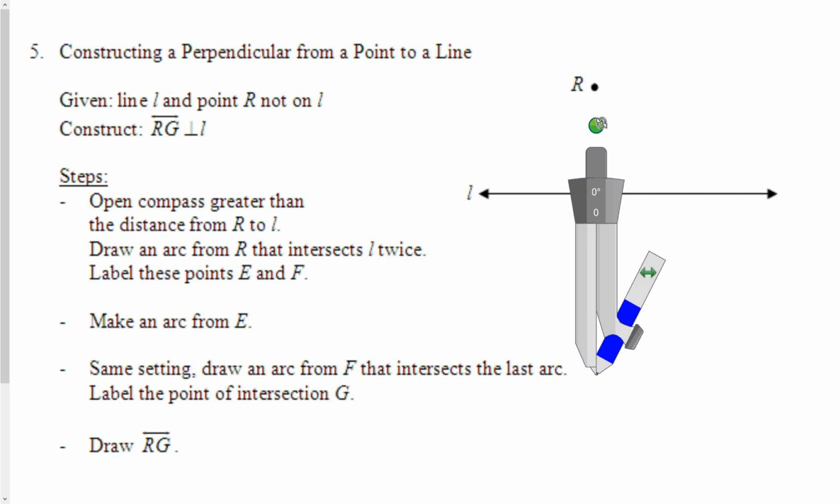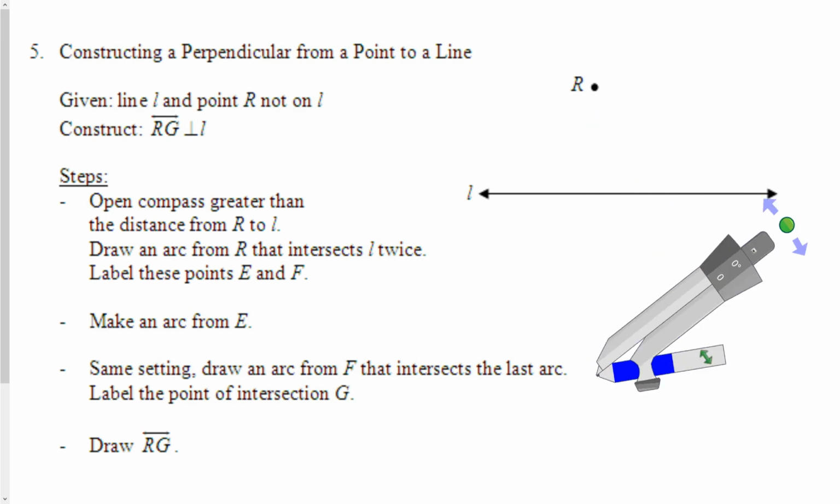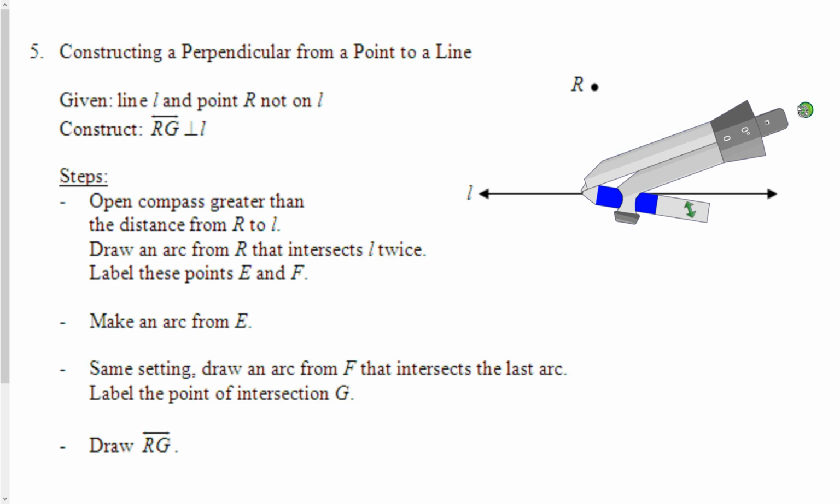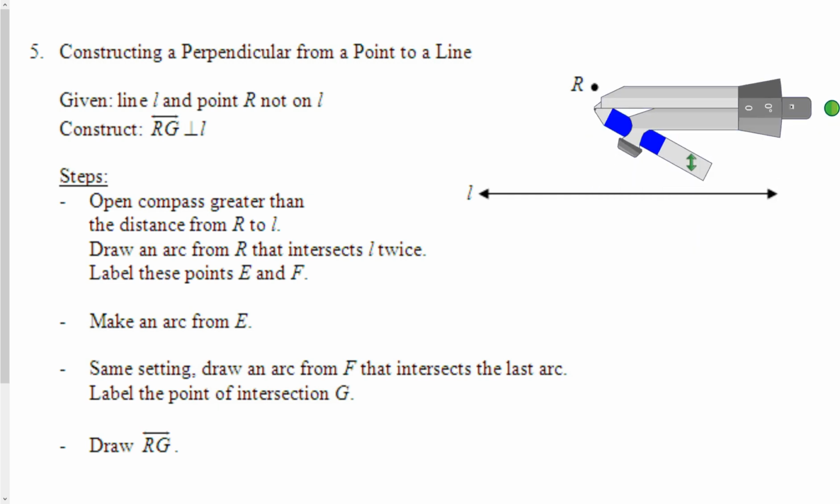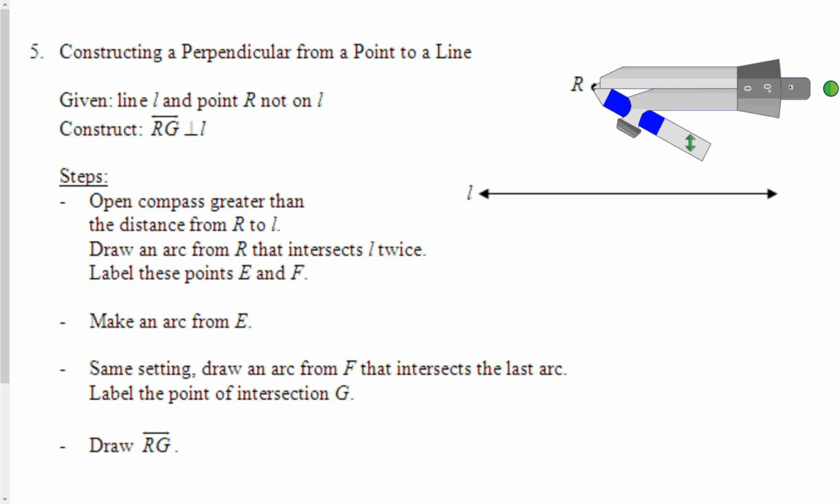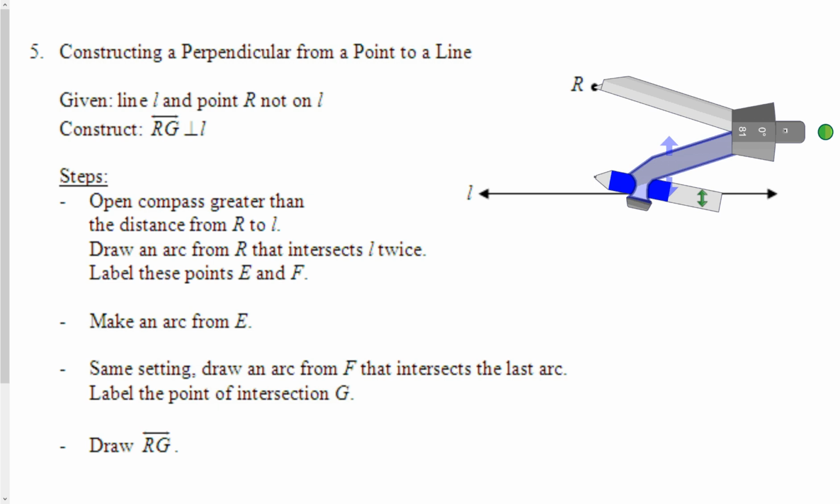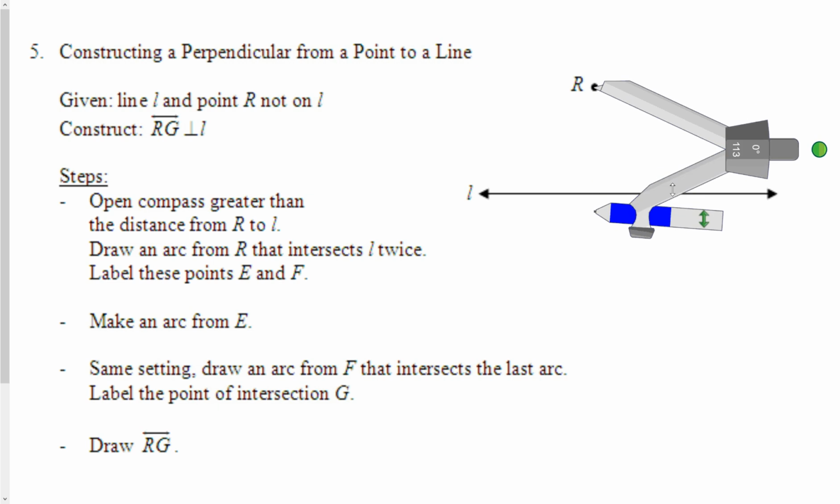So here, your first step is to take your compass and open it to a setting that is greater than the distance from this point to the given line. That means I need to open my compass slightly wider than the space in between them.